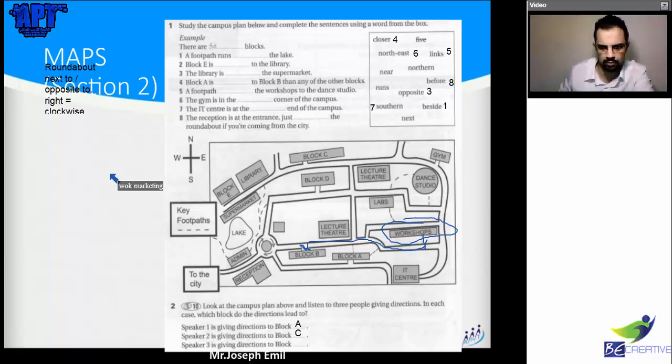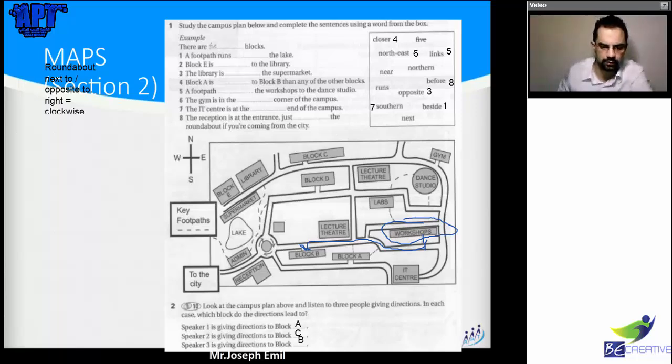Alright, so she said go straight across both junctions. She was just referring to junction 1 and junction 2. So she said take a footpath behind the workshops to the road, go straight across both junctions and it's on your left. The answer is B.